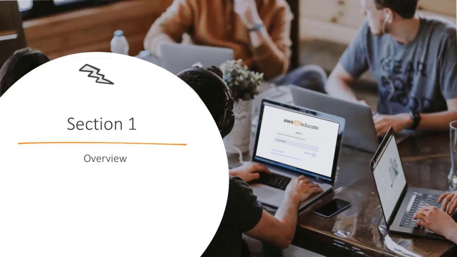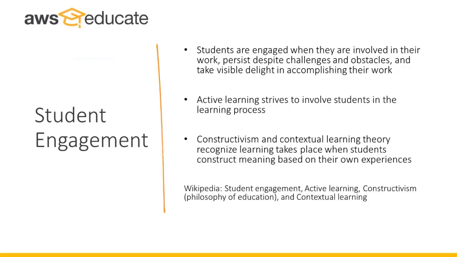Let's start with an overview of engaging online learning. Student engagement. We know students are engaged when they are involved in their work, when they persist despite challenges and obstacles, and they take visible delight in accomplishing their work. When we're working with students in the classroom, we can see that visible delight in their accomplishments. When we're working with them online, we see it more in their writing, sometimes in their discussion board posts, but you'll know when your students are engaged.